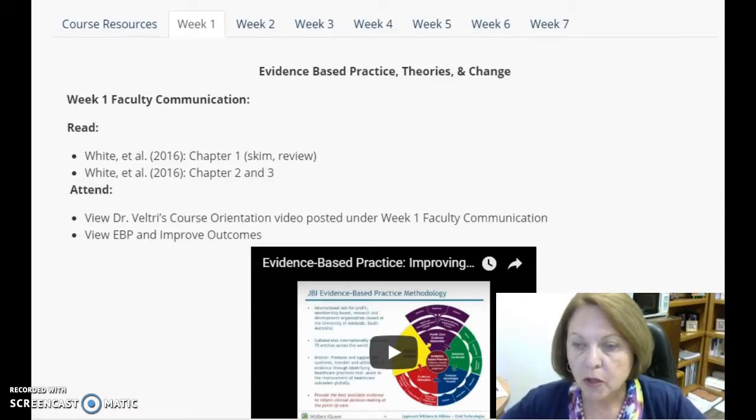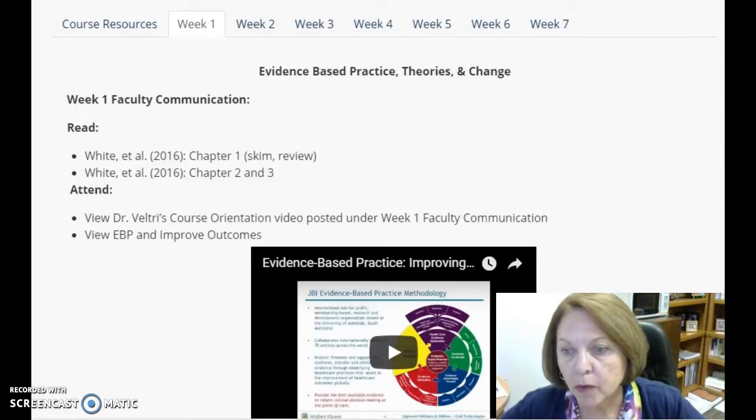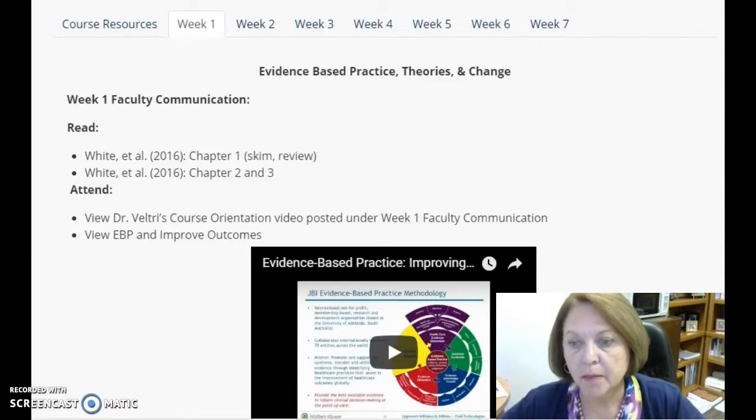Focus most of your attention on chapters 2 and 3, which present information about change theory and models, as well as frameworks for translation. You will be demonstrating what you learned from the content in chapters 2 and 3 in your forum seminar discussions. And please note that forum posts are due on Thursdays by midnight.